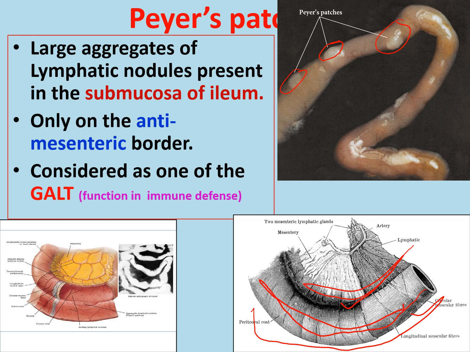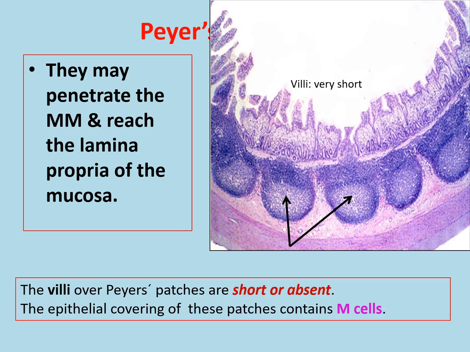It is considered one of the gut-associated lymphatic tissue, one of the GALT. GALT is gut-associated lymphatic tissue. It has a role in immune defense. So here there will be many lymphocytic aggregations called Peyer's patches. This will reach the lamina propria of the mucosa. Above the Peyer's patches we will find short or absent villi and many numerous M cells. Is it logical? Yes, because one of the functions of the M cell is to transport antigen. And here we have many lymphocytes, so we need more M cells. So M cells are more numerous in the ileum over Peyer's patches, and we need less space for transportation, so there is short or absent villus above this Peyer's patch.